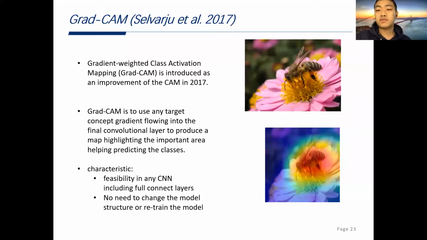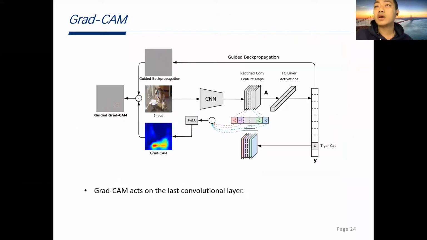First, it is really convenient to be used in any CNN models with fully connected layers, such as ResNet50 and VGG models. And compared with the previous method, there is no need to change the structure of the model or retrain the model. We show an example in our project.